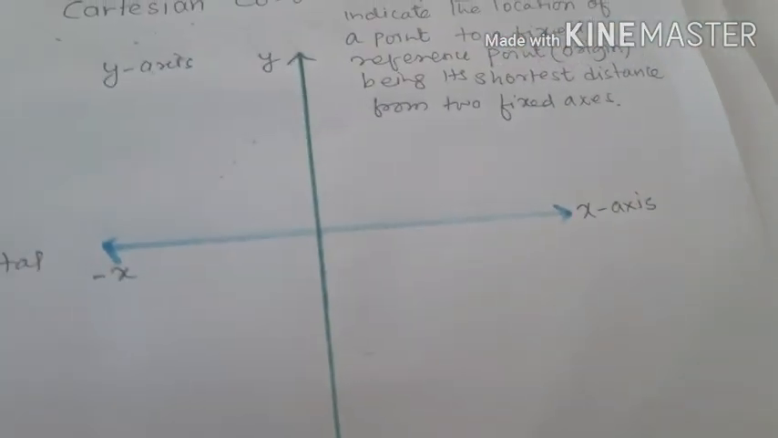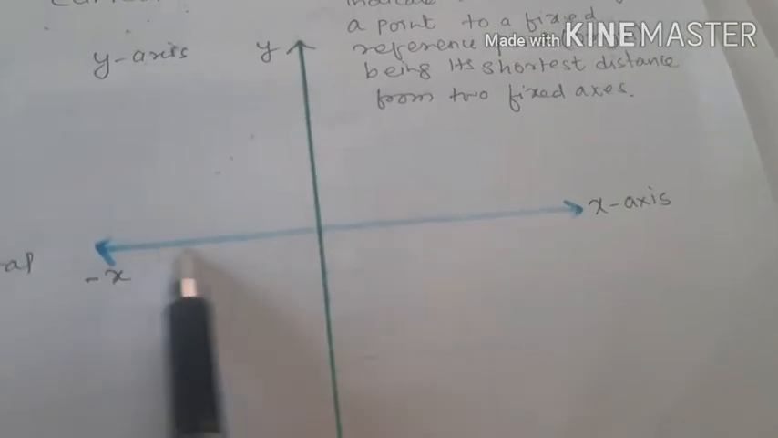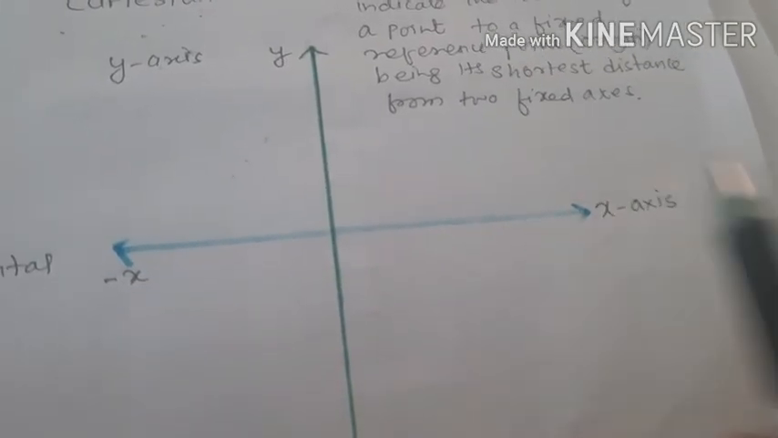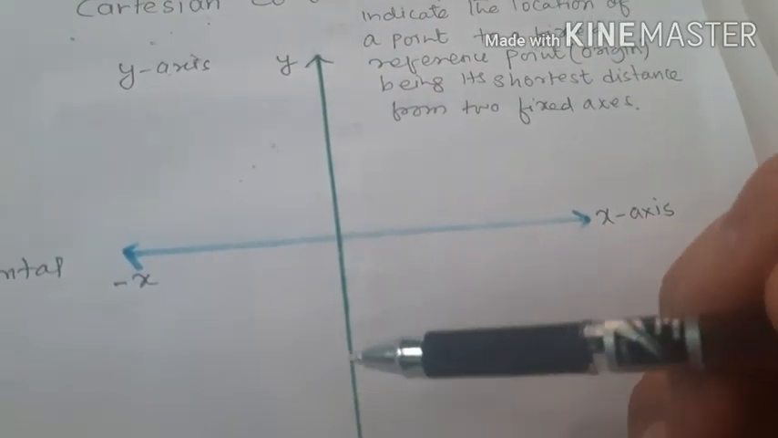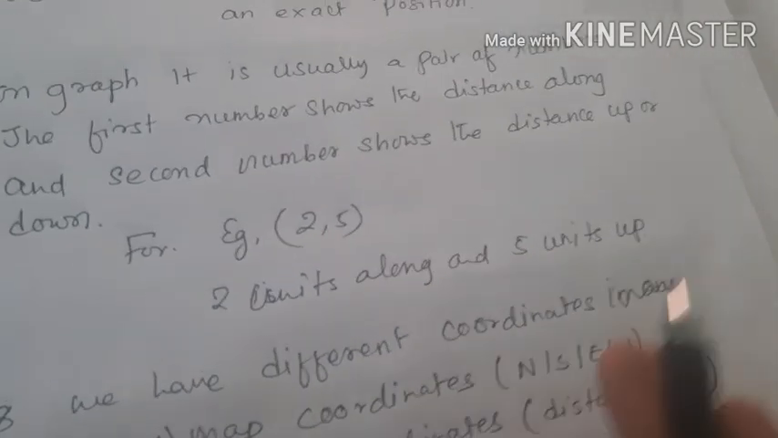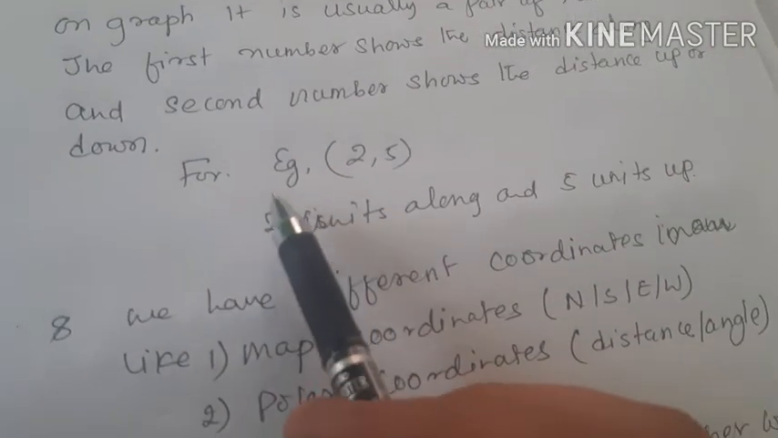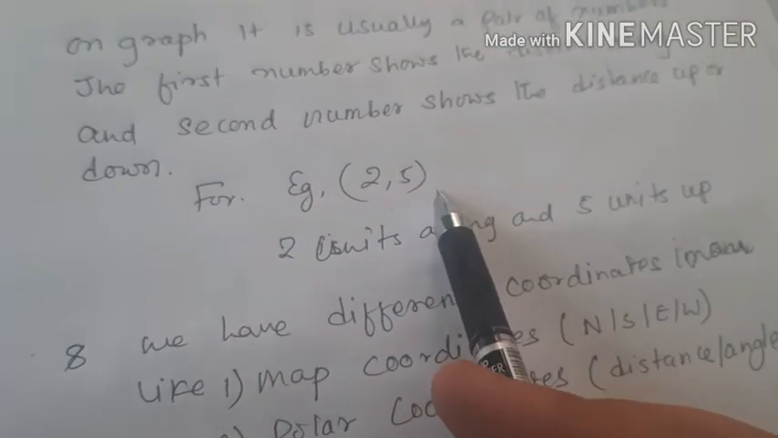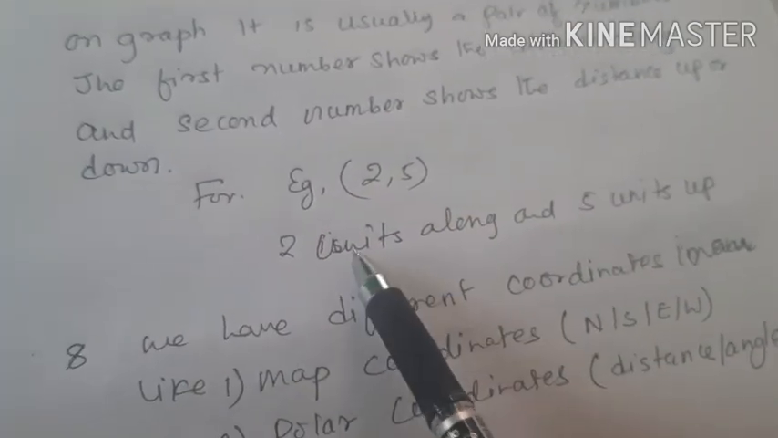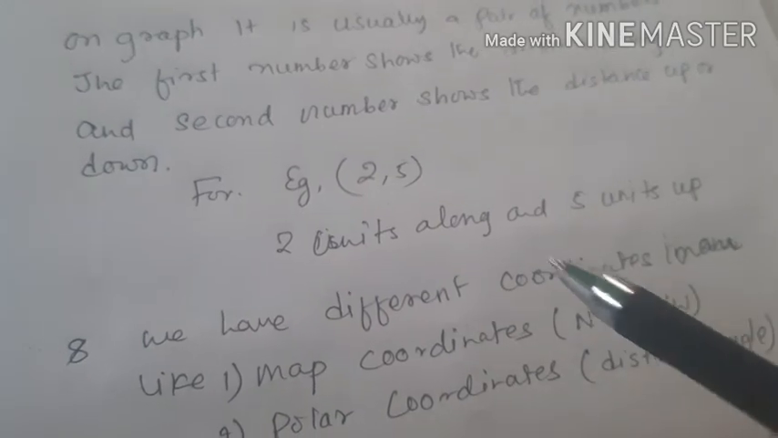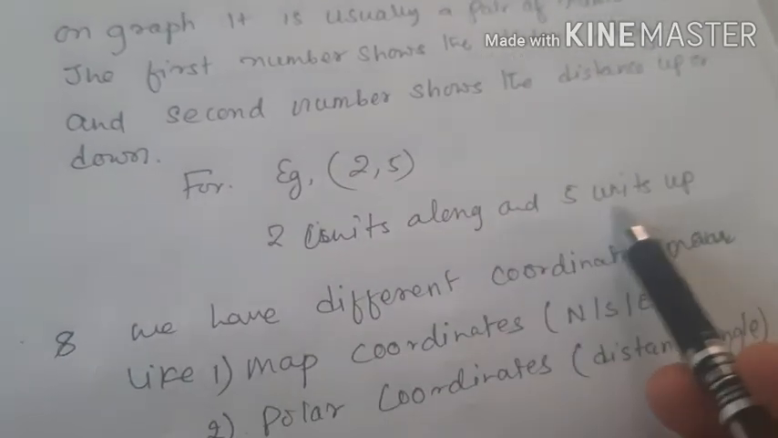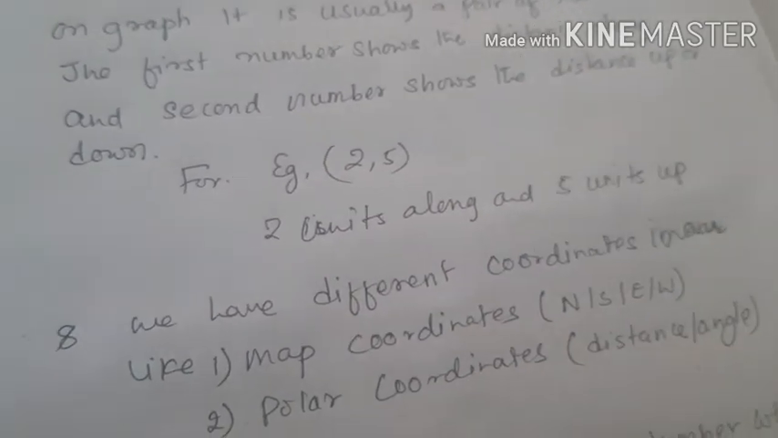To understand that, let us take an example. The first number will be on the x-axis, and the second number will be on the y-axis. For example, 2 comma 5. The first number, 2 units, will come on the straight horizontal line, and 5 units up is on the vertical line.